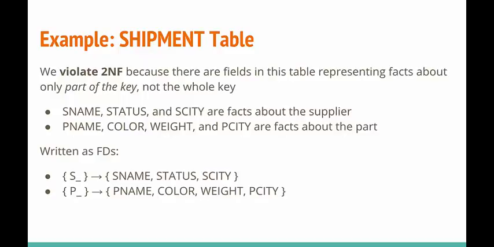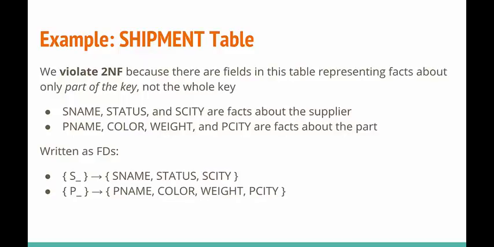So there we have a situation where we have a number of fields which are facts about only part of the whole key. So we have a problem, and this problem violates second normal form. So we say that this table is not in second normal form, or equivalently we can say this table violates second normal form. If we write this situation as functional dependencies in a more formal way, we can see those here with the last two bullet points.